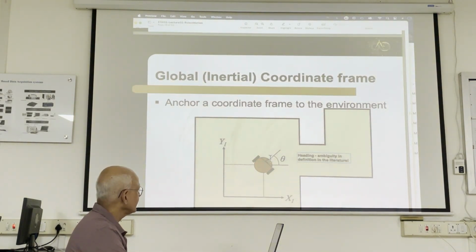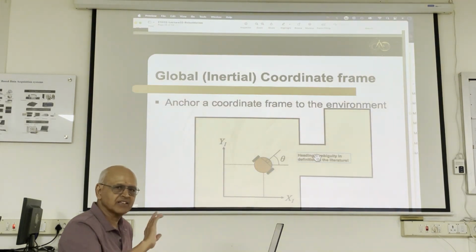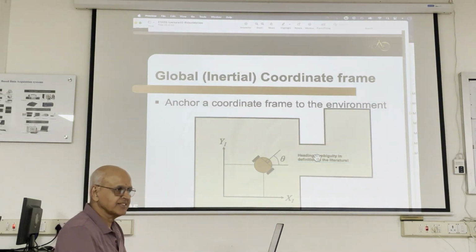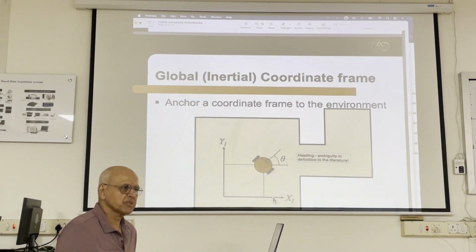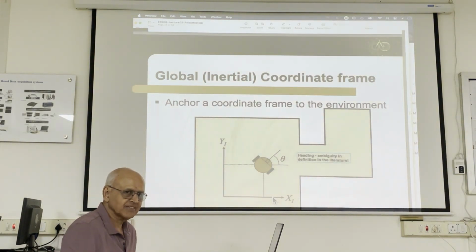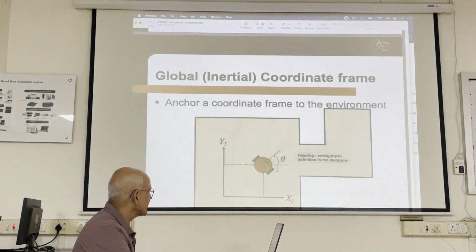And as I said, this is the definition of heading in the robotics literature. I found that heading is defined in different ways in the general literature. Maybe with ships it is different or something. But in robotics, heading is always the angle made with respect to the world. See, xi inertial is another name for world. So theta is with reference to this, not with any other axis. It's with respect to the world's x-axis. That's assumed, that's a convention. Not with respect to the y-axis, with respect to the x-axis.